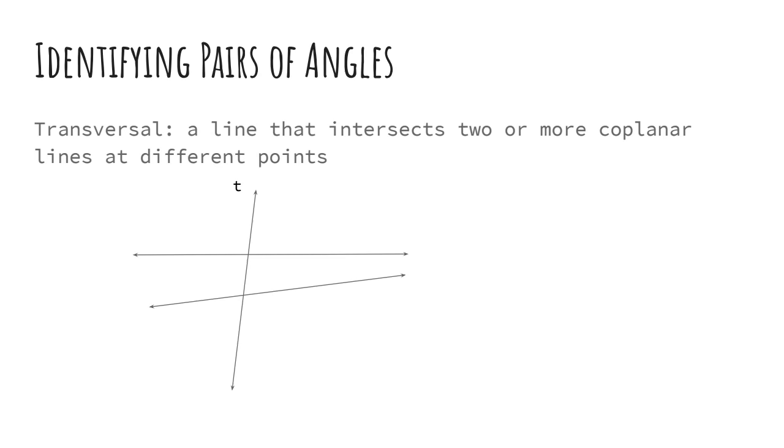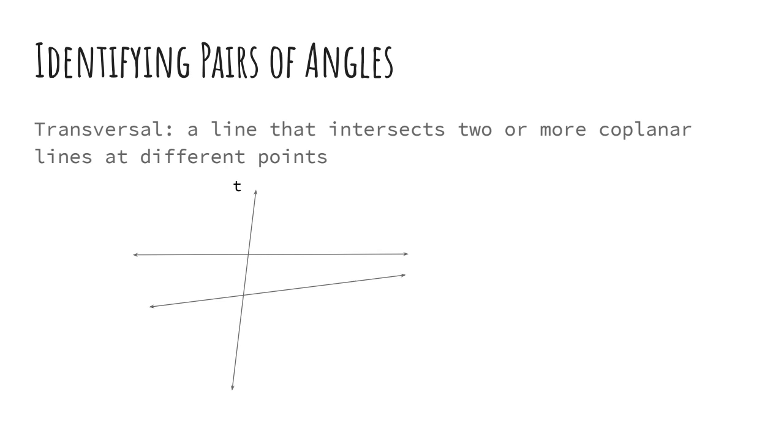Okay, so when we start identifying pairs of angles, there's a few vocabulary words that we need to know, as well as the different types of angle pairs that we have. So the first thing that we talk about is what's called a transversal. A transversal is a line that intersects two or more coplanar lines at different points.